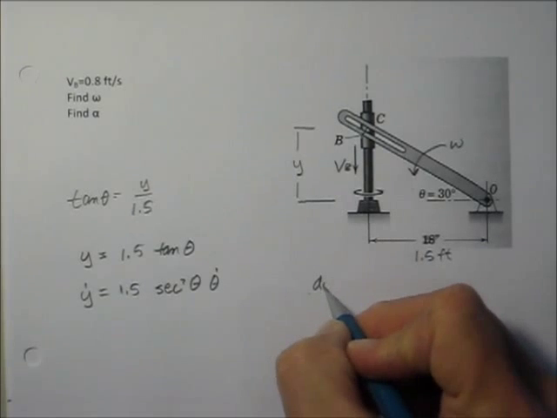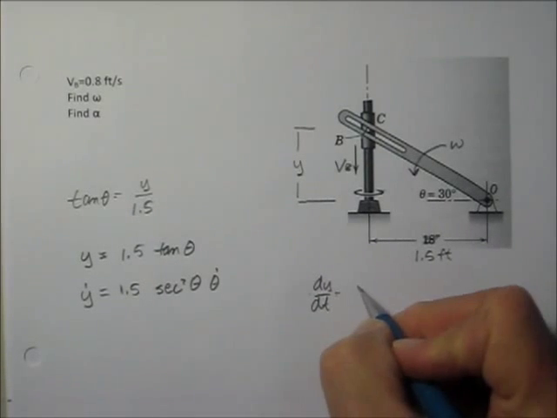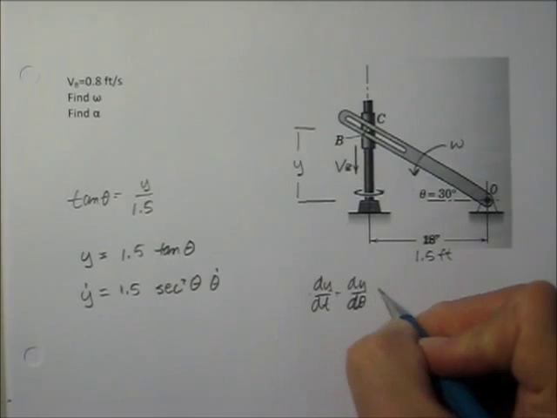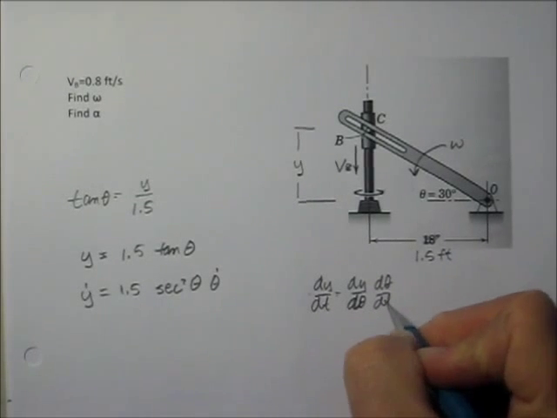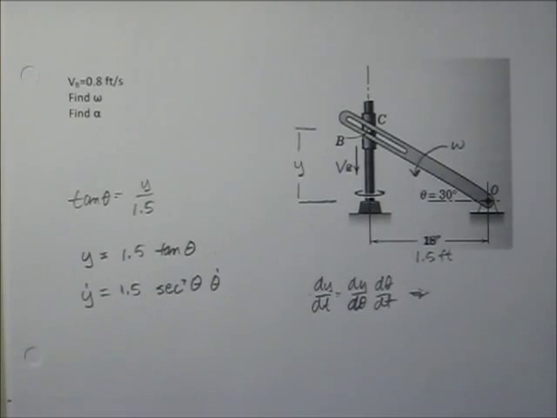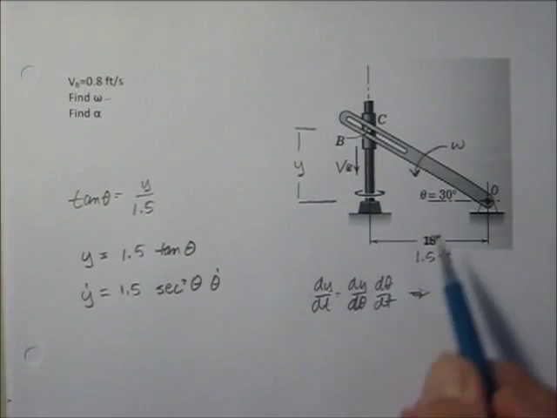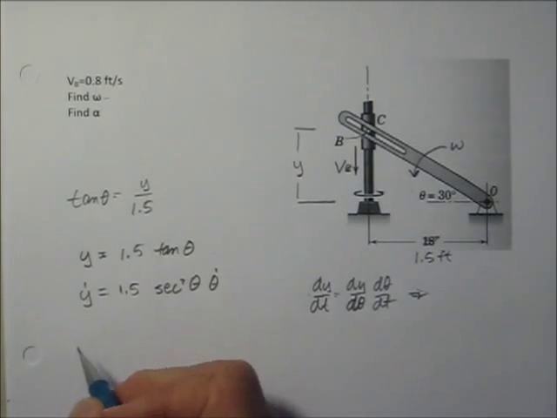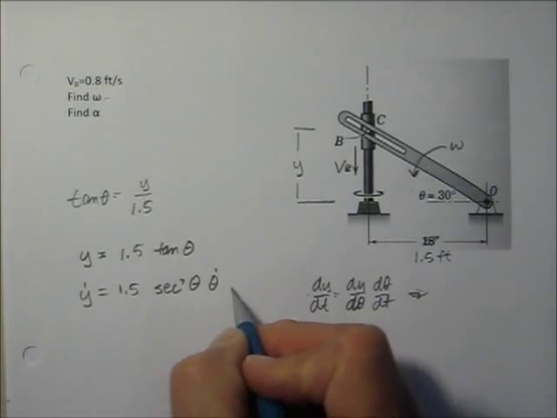dy dt is equal to dy d theta times d theta dt. We recall that from previous work. That's the chain rule and the time derivative. All right, so now that I have that, I can evaluate that if I want. I'm looking for omega at this spot, so I can say theta dot.